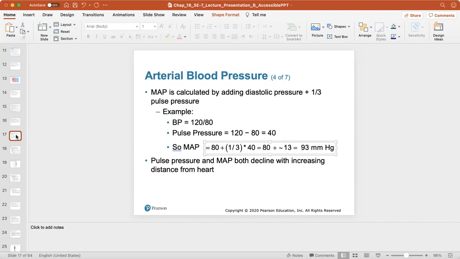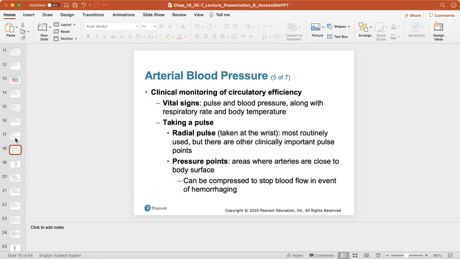So there's a little bit of review. This equation for how mean arterial pressure is calculated, I do want you to know, is a little more common in the medical field that you might find. For clinical monitoring of circulatory efficiency, you can take vital signs, which means taking your pulse and blood pressure, along with the respiratory rate and body temperature. Taking a pulse, the radial pulse taken at the wrist is most routinely used, but there are other clinically important pulse points throughout the body. Pressure points are areas where arteries are close to the body surface, and they can be compressed to stop blood flow in the event of hemorrhaging.